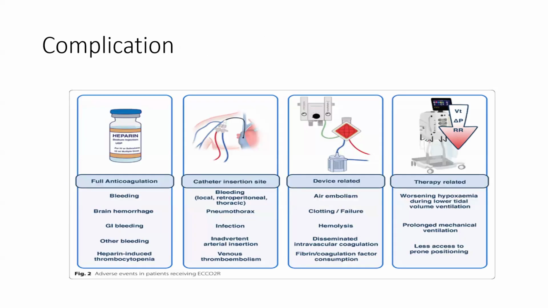Now about complications. Complications may be because of the full anticoagulation, like bleeding, brain hemorrhage, GI bleeding and other bleeding. Patients can land up with heparin-induced thrombocytopenia. Catheter insertion site complications include bleeding, pneumothorax, infection, inadvertent arterial insertion and venous thromboembolism. Device-related complications include air embolism, clotting or failure, hemolysis, disseminated intravascular coagulation, fibrin and coagulation factor consumption.